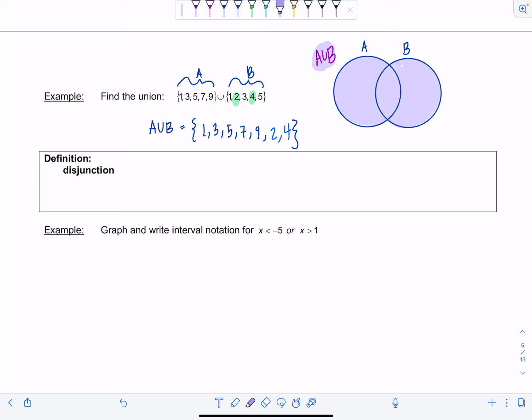Fabulous. Okay, now let's add on to our vocab. Who knew you would do so much vocab in math? But here it is, it's happening. Disjunction. What is a disjunction? It sounds kind of angry. It's when you have two statements.